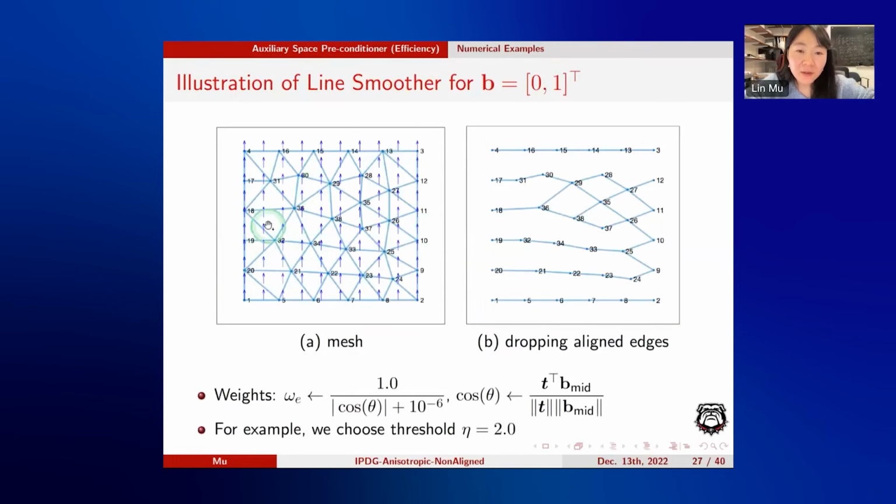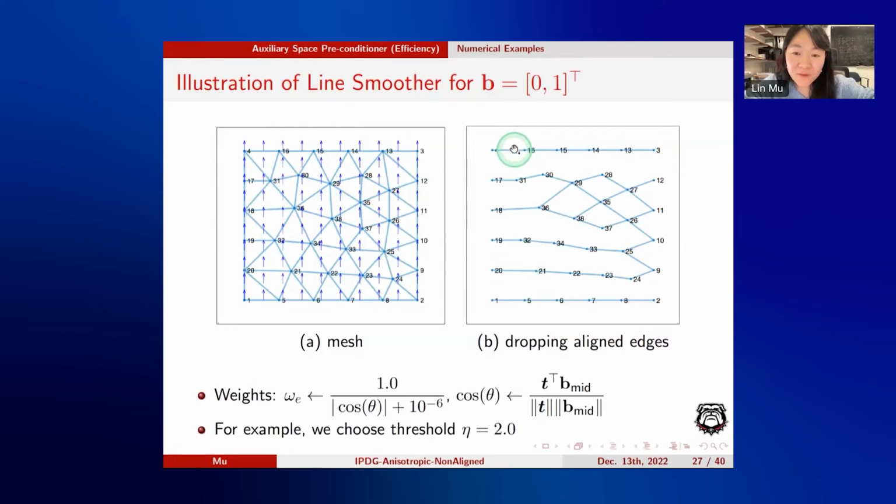Okay, so let's check how we generate the line smoother. For example, we take a simple B, just a unit vector pointing up. We use our background mesh as the unstructured triangular mesh. We can generate our line smoother by the following steps. First, we delete the aligned edges. Then after dropping the aligned mesh, we get here. Now we will sort out the edges which have almost the perpendicular direction to generate our line smoother.